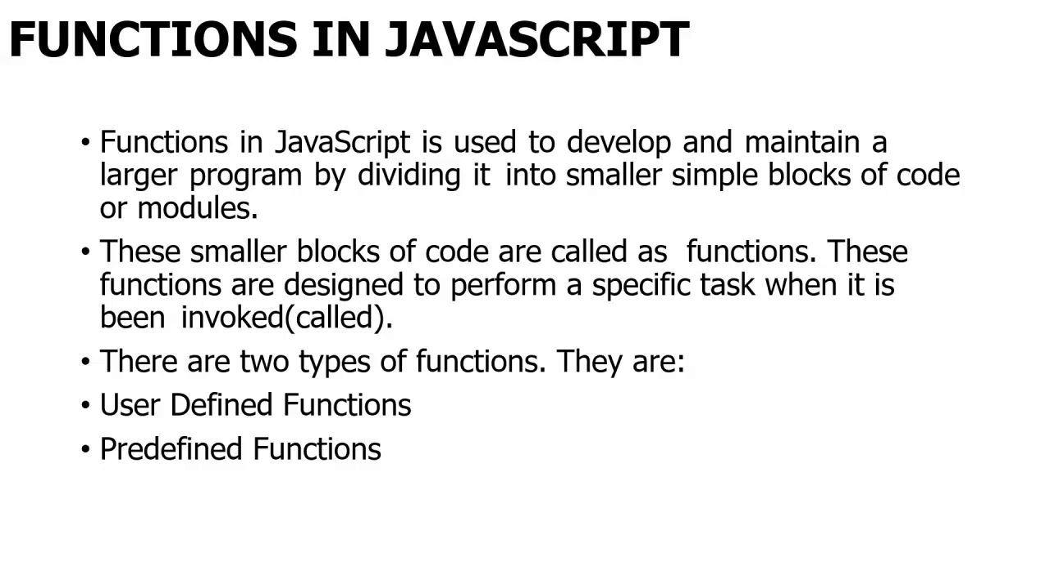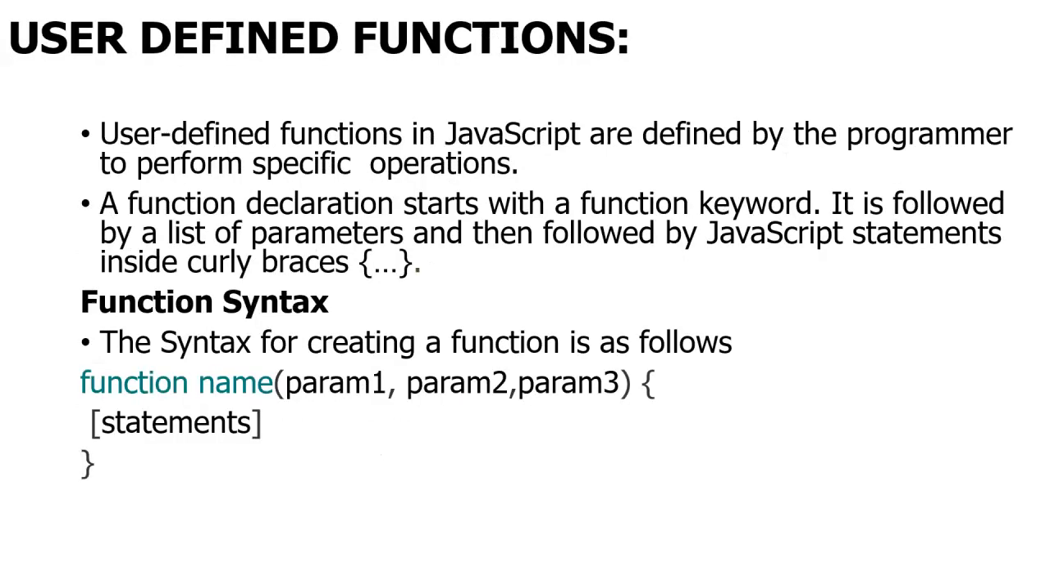One is user defined, that is, we can create our own functions with our own action, whatever calculation or action we want to do, and you can name it. The other, predefined, is your built-in function. While using C, there are some predefined functions, a predefined library. Similarly, all these predefined functions are there. So now we have the user defined function.